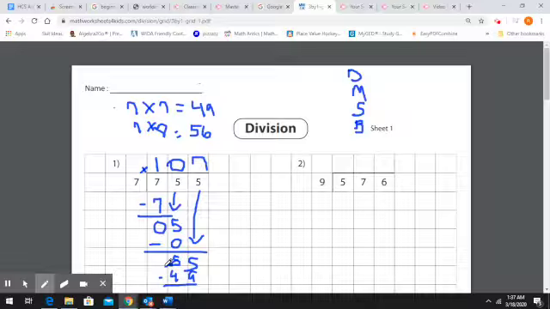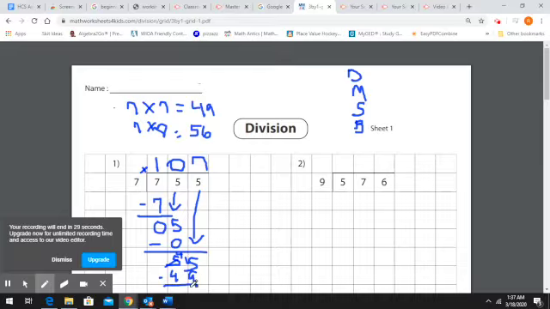I subtract. 15 take away 9 is 6. So I'm left with a remainder of 6. And that's so much easier than trying to draw out all the lines and then separating it by groups of 7. So remember, Daddy, Mother, Sister, Brother: divide, multiply, subtract, and bring down.